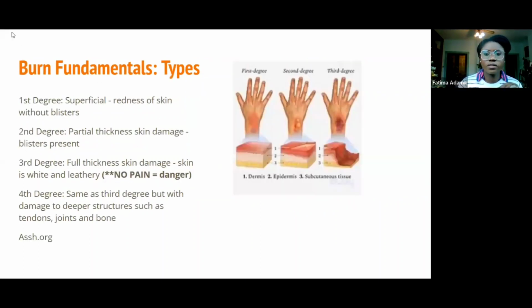Okay, next we're going to talk about burns. So there are different types of burns. First degree burn is superficial, some redness of the skin without blisters. Second degree burn, there is some skin damage and blisters present. And third degree burns, full thickness burn. And then also with these, there can be no pain.